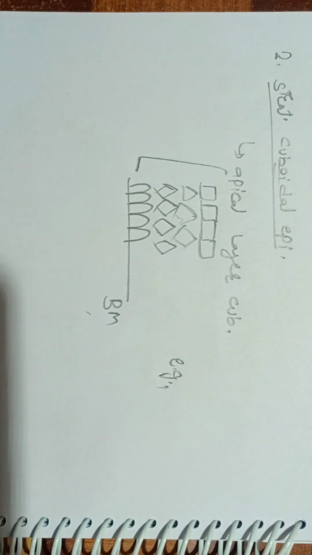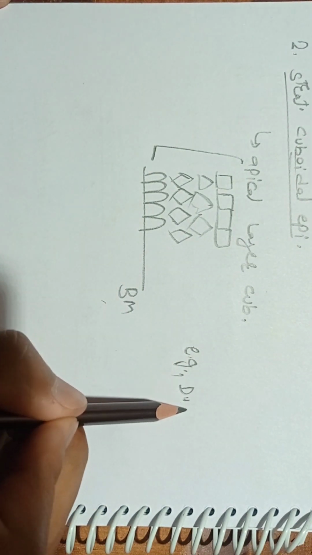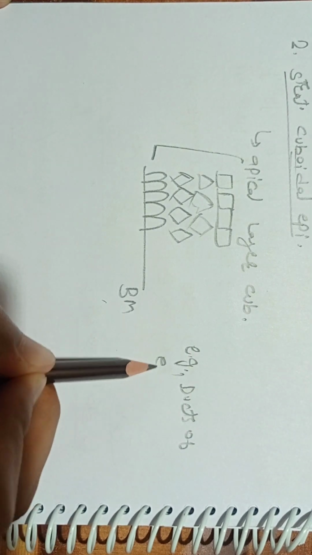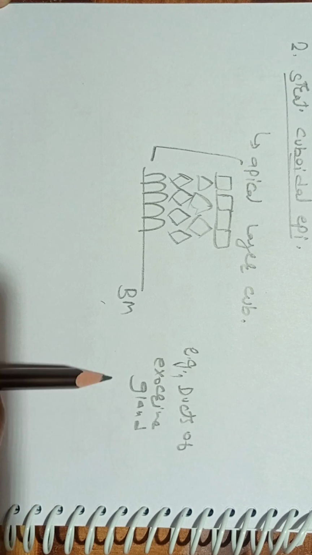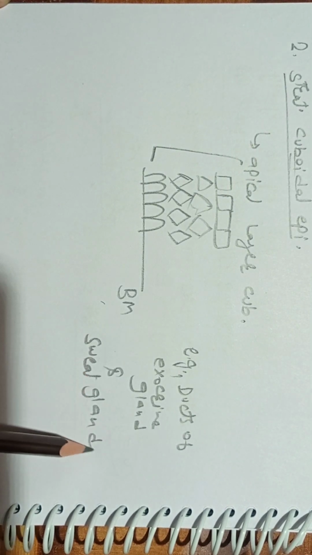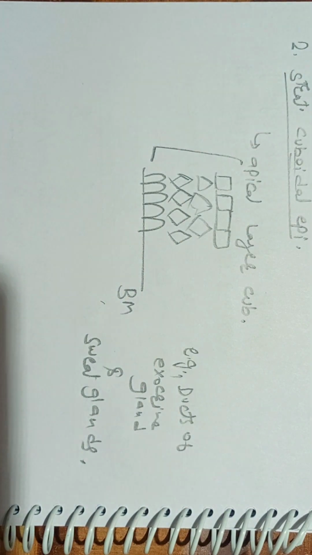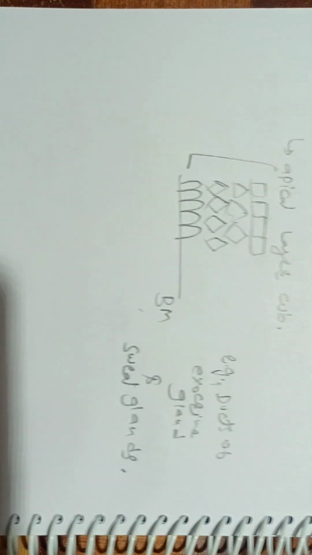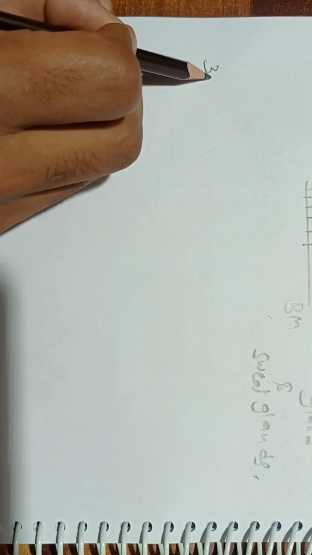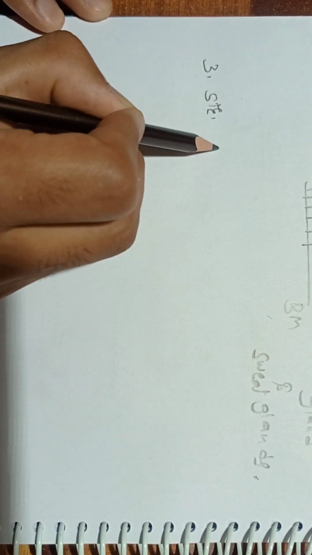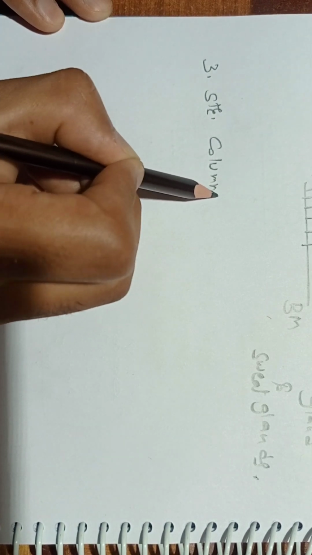Now, an example of stratified cuboidal epithelium. Where is it seen in our body? It is seen in the ducts of exocrine glands and sweat glands. So this is the second type of compound epithelium. Moving on to the third type of stratified or compound epithelium: stratified columnar epithelium.